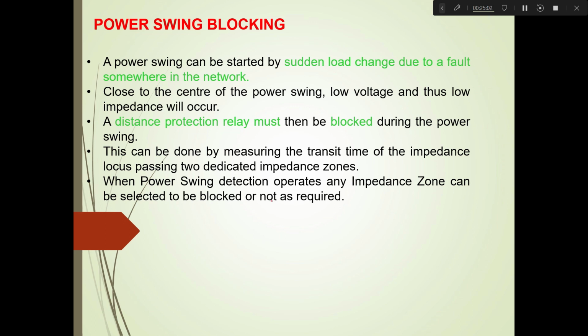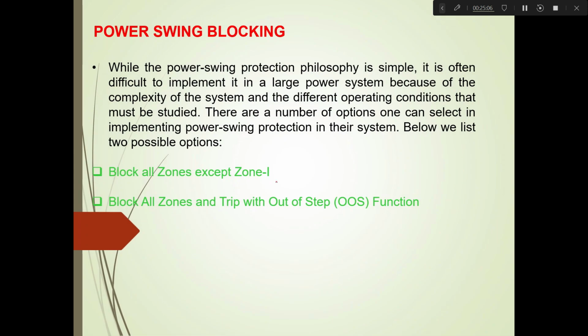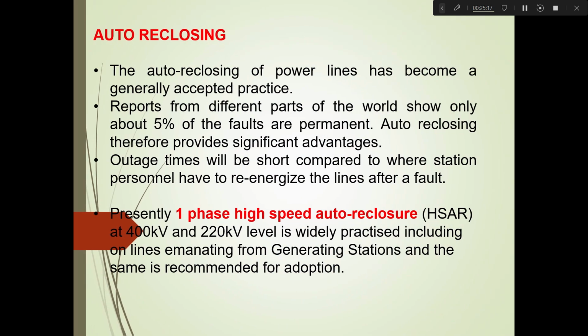When power swing detection operates, any impedance zone can be selected to block or not as required. Presently in PowerGrid, we use the philosophy of block all zones. In some regions, we are using block all zones except zone 1, but generally block all zones is being used.